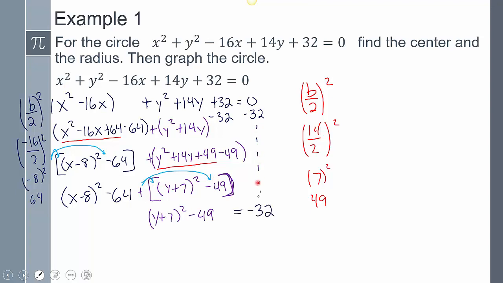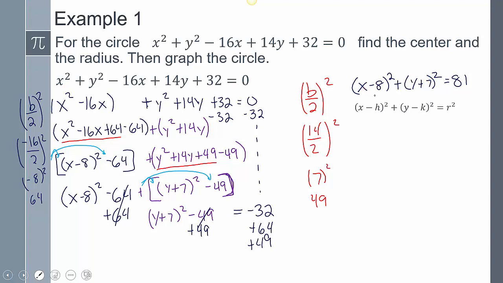Now this all still equals that negative 32. So then if I add that 64 to both sides and I add that 49 to both sides, I'm going to get (x − 8)² + (y + 7)² = 81. This is that standard form equation. So now my center is going to be (8, −7), and my radius, since 81 equals r², if I solve for r, my r would equal 9.